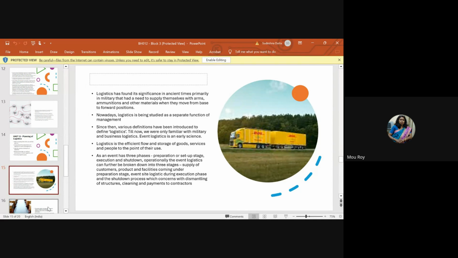So logistics is the efficient flow and storage of goods, services, and people to the point of their use. An event has three phases: preparation or setup stage, execution and shutdown. Operationally, event logistics can further be broken down into three stages: supply of customers, product, and facilities coming under the preparation stage, event site logistics during the execution phase, and the shutdown process, which concerns dismantling of structures, cleaning and payment to contractors.